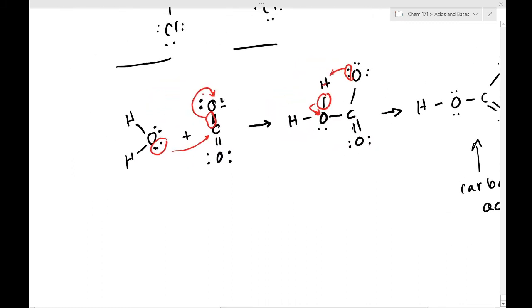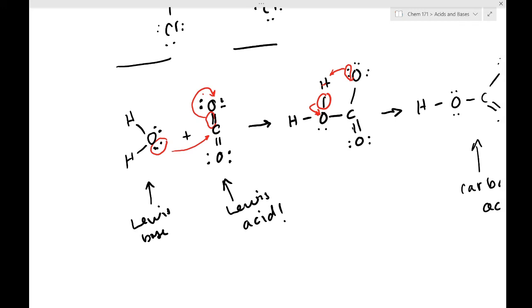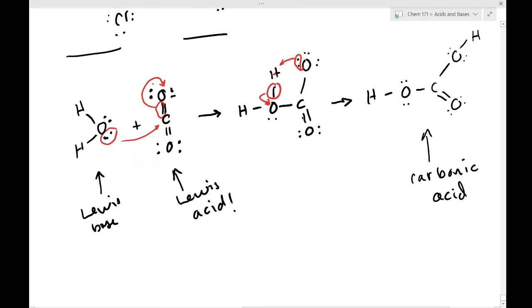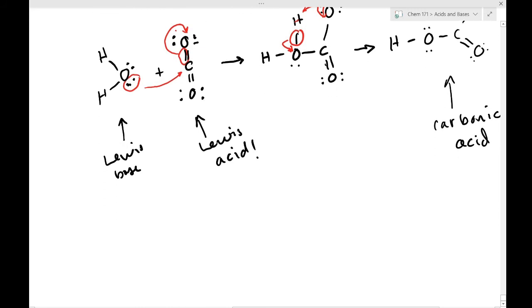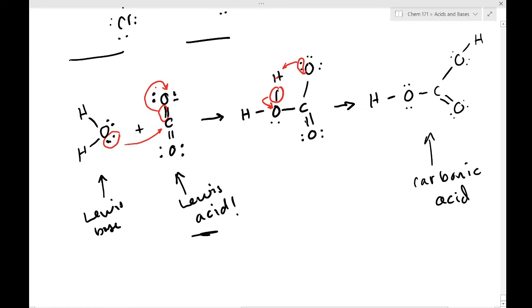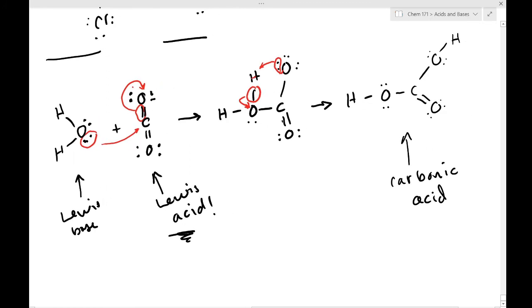In this case here, water is acting as the Lewis base. Carbon dioxide is acting as the Lewis acid. Okay, we have the proton electron pair donor and electron pair acceptor. And after this reaction occurs, this is just carbon dioxide and water. After this reaction occurs, we end up with carbonic acid, which is a real acid. It makes things acidic. Not to say that Lewis acids aren't real, but this gives you a very clear indication of how something that doesn't contain hydrogen can actually affect the H plus concentration.